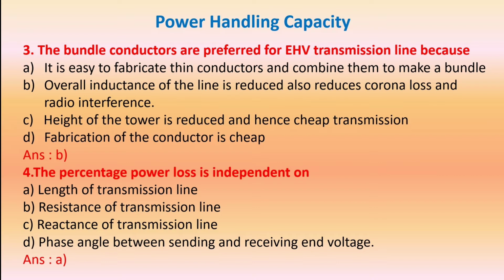Answer is option A, that is length of transmission line, because the percentage power loss is given by the equation R by X into sine delta into 100, where R is the resistance of transmission line, X is the reactance of transmission line, and delta is the phase angle between sending end voltage and receiving end voltage.